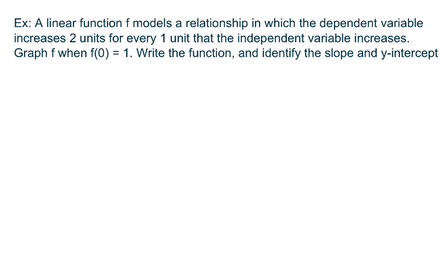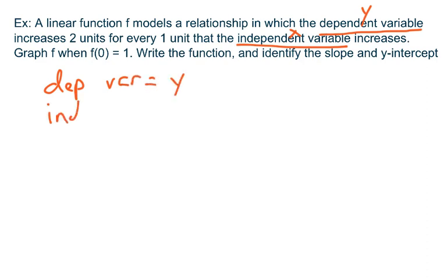One more problem. Here's a story problem. A linear function f models a relationship in which the dependent variable increases 2 units for every 1 unit that the independent variable increases. Graph f when f of 0 is equal to 1. Write the function and identify the slope and y-intercept. All right, there's a lot going on here. Dependent variable is usually y, independent variable, that's x. So let's write this down. The dependent variable is y. The independent variable is x. Okay, so we've stated that.